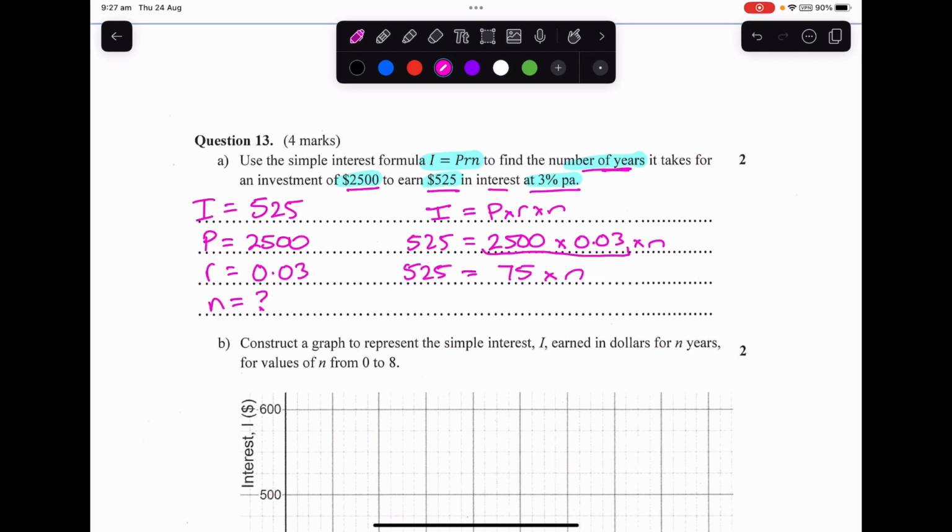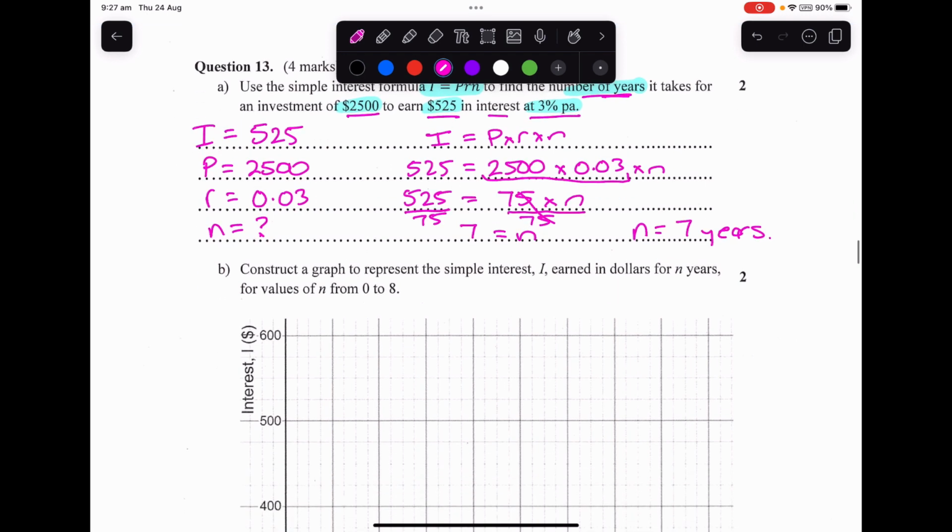This becomes a one-step equation. I'm just going to divide this side by 75, divide this side by 75. 525 divided by 75 gives me 7. And then I'm left with n on this side. So n will equal 7 years. Okay.